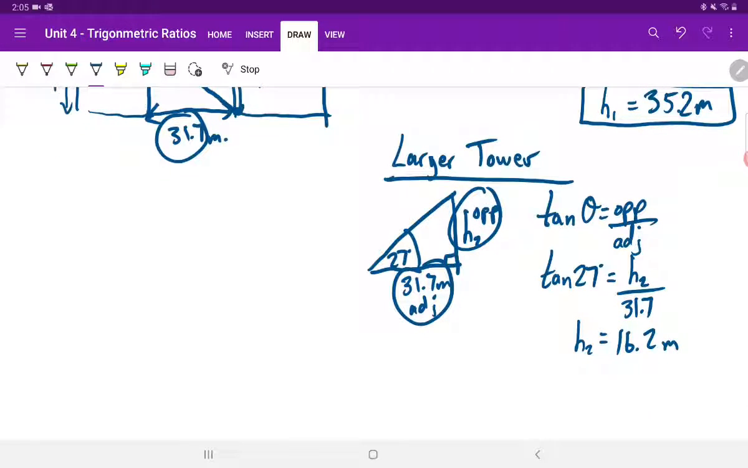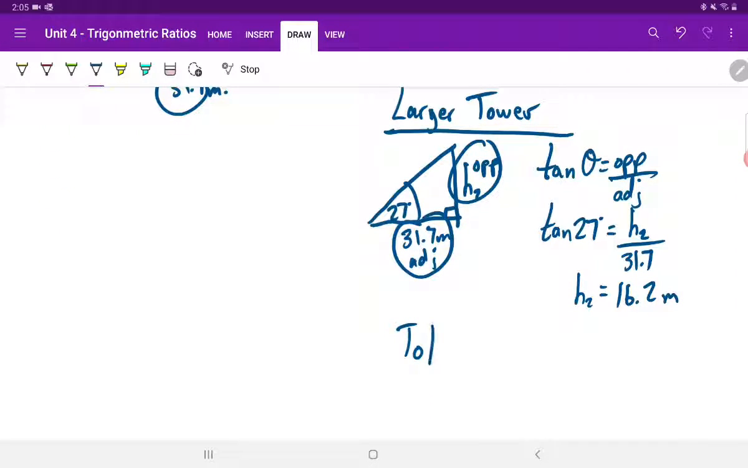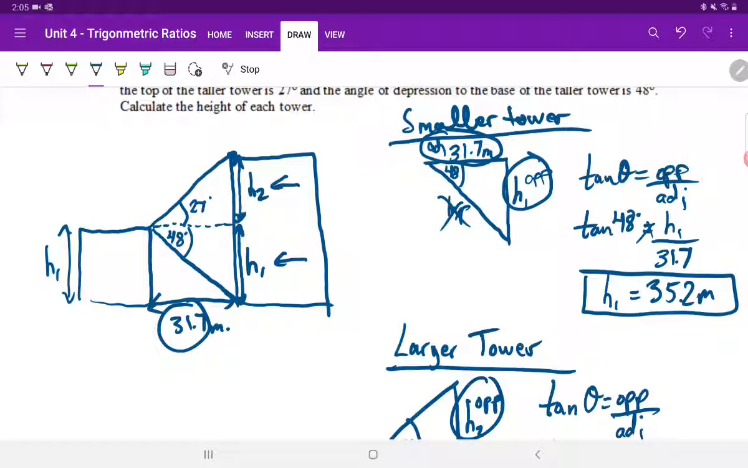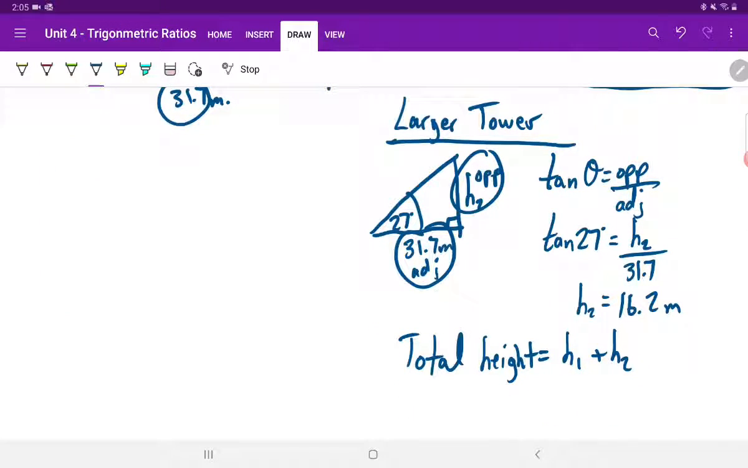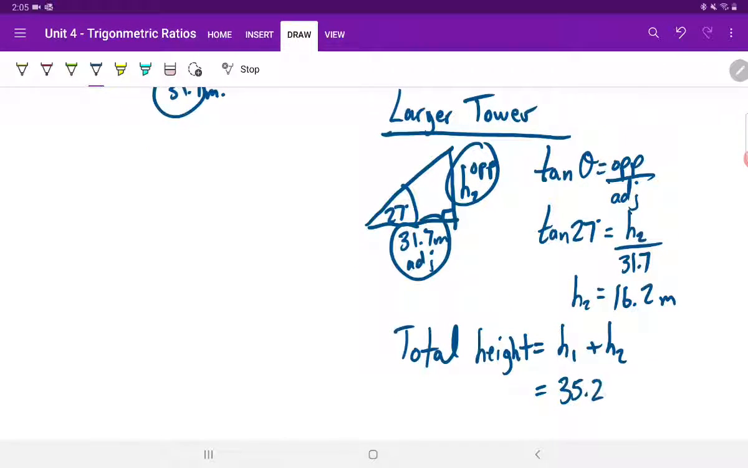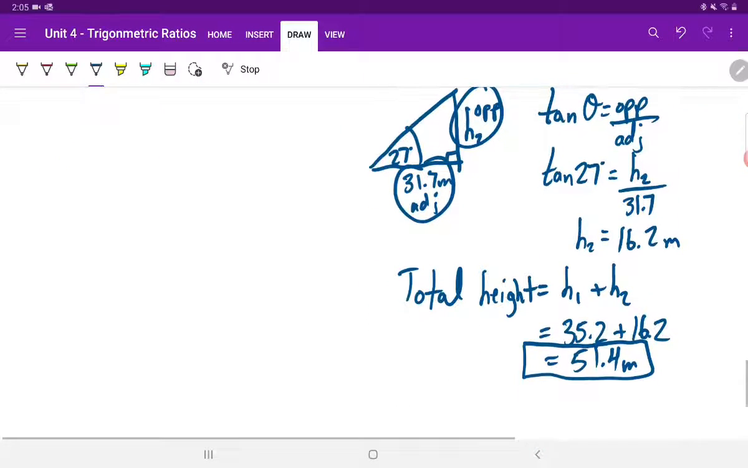All right, now I'm not going to box that answer because that's not really a final answer right now. So now I have to find the total height of the larger tower, which is going to be h1 plus h2, right? It's going to be this height plus that height. So h1 was 35.2 plus 16.2. Final answer is 51.4 meters. So here is our height of the larger tower. Here is our height of the smaller tower.